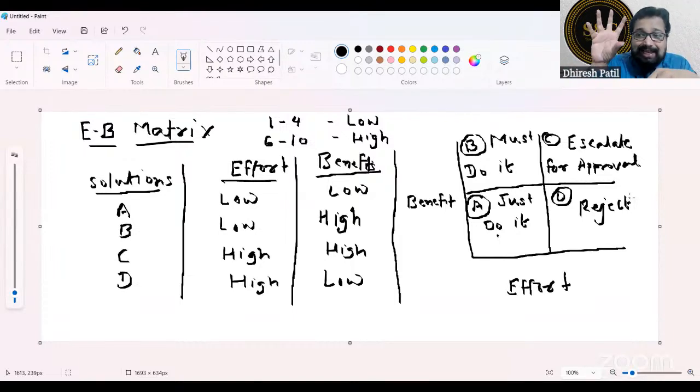So the C criteria, if management sees the value in those solutions, then management will give approval, management will give sanction for the capex, monies, resources, etc. And you can implement them. So just do it, must do it, escalate and reject. These are the 4 quadrants. Just do it and must do it, you have to implement. C criteria, after approval, you have to implement, and the D criteria you have to reject. And this is called effort benefit matrix or effort benefit analysis.